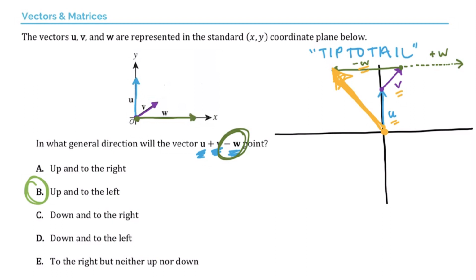So the key thing here with combining vectors is that you always want to combine them tip to tail, and that you want to be very careful. If you're adding them, you're going to draw them in the same way that they're drawn. If you're subtracting them, you have to make sure that you draw it the opposite direction.